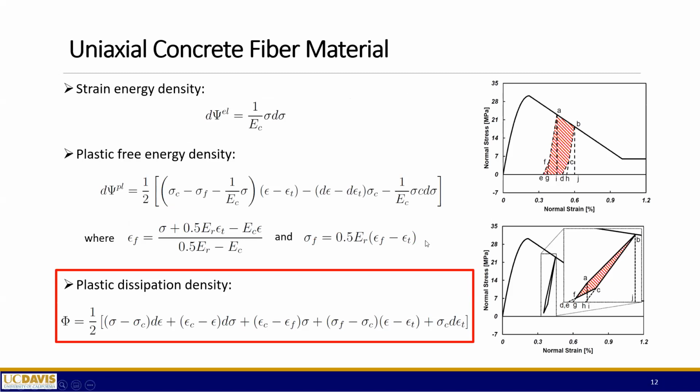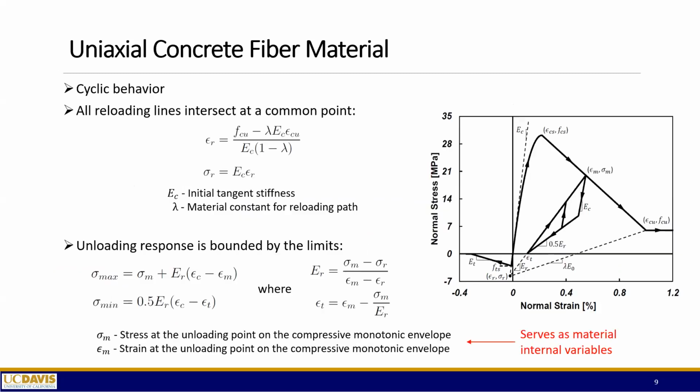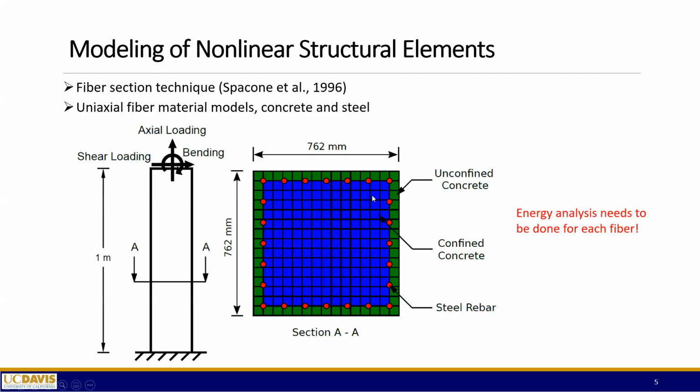So that is how I calculate the energy dissipation in a uniaxial steel fiber and concrete fiber. If we go back to this picture, once you are able to calculate the energy dissipation and storage for each individual fiber, you can simply sum them up for the cross section and then sum them up for the whole beam element.